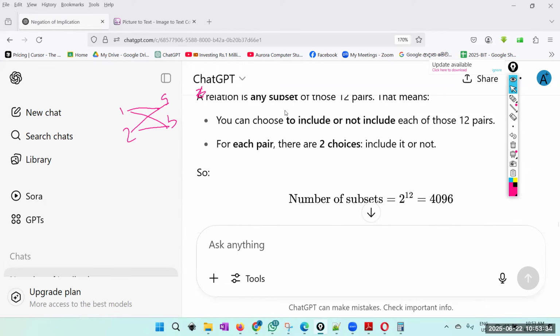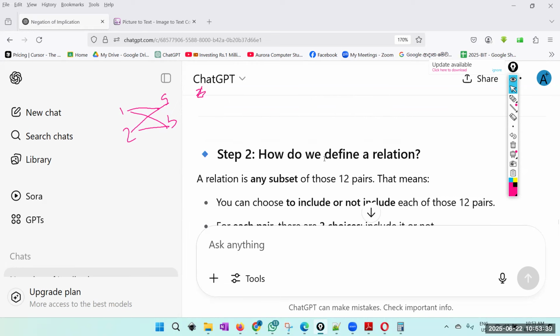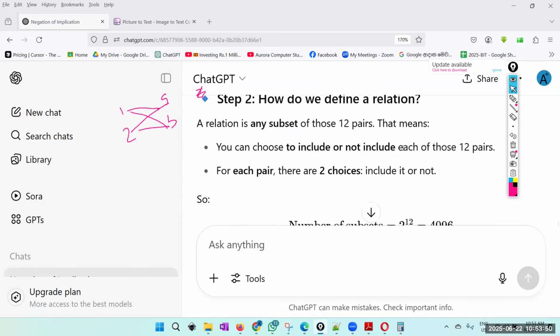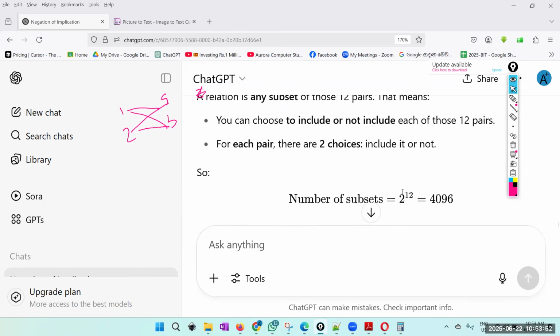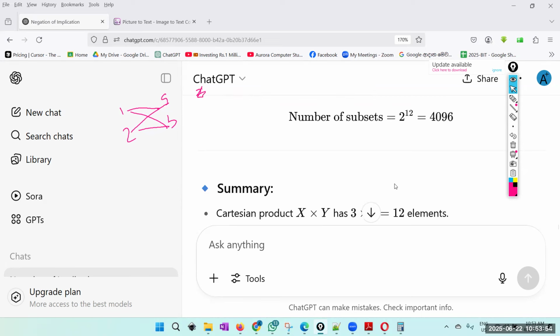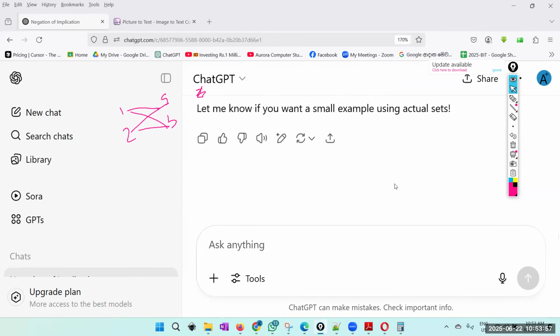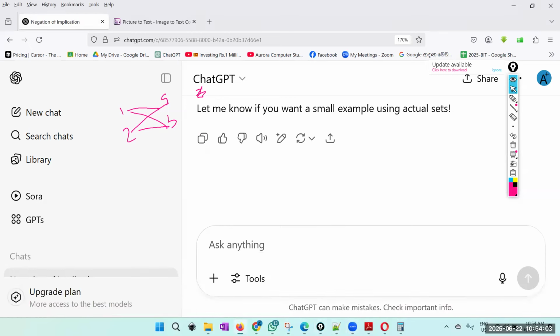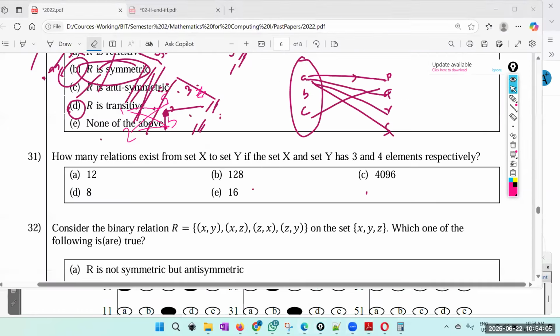In a relation, any subset of these 12 pairs is a relation. Remember, a relation is a subset of the Cartesian product. So remember, the number of subsets is 2 to the power of the number of elements. I think that makes sense, right? I don't know whether you understand it. So this is what ChatGPT explained. I think that makes sense also.